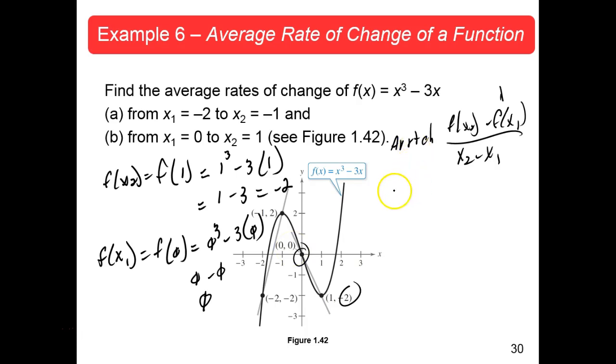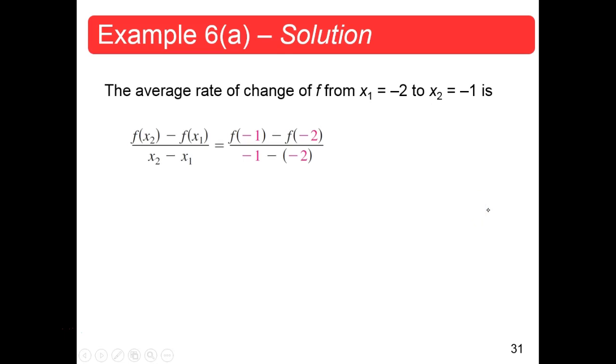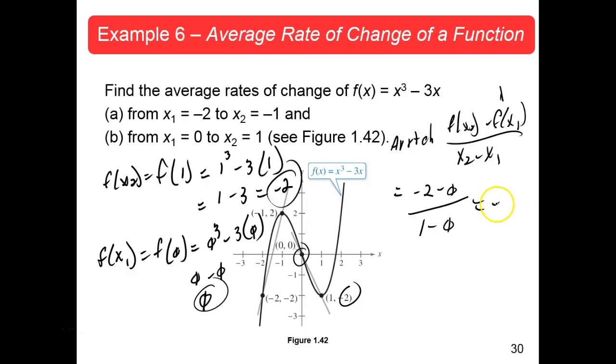And what's our average rate of change? Alpha of x2 was negative 2 minus alpha of 0 was 0 over 1 minus 0. What does that give us? Negative 2. Negative 2 over 1, which is negative 2. So that's going downhill pretty fast. Not as fast as the other one's going uphill, but still pretty fast.